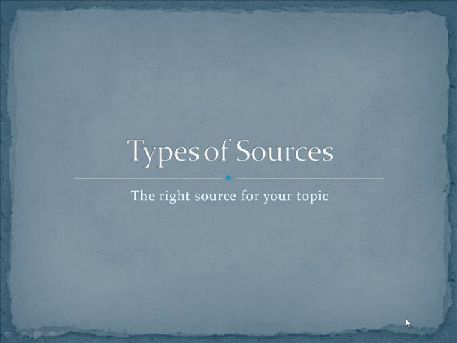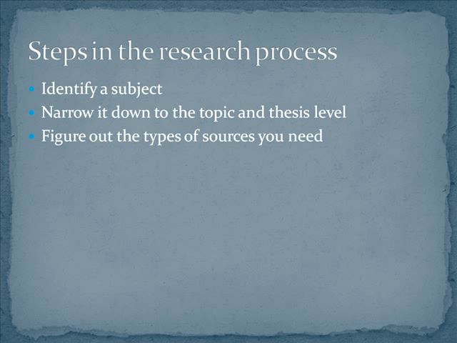Types of sources: the right source for your topic. We've looked at topics and at the type of information you can find on the internet. We've identified a subject and narrowed it down to the topic and thesis level. Now we need to figure out the types of sources you need for your topic. Knowing the different types of sources available and what they cover will help you decide on the best sources for your topic.